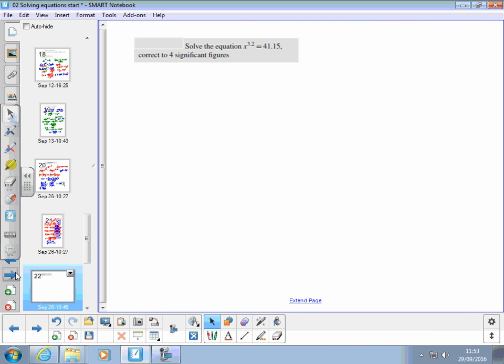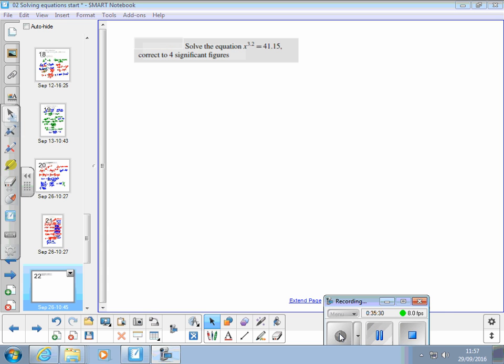There are, oh hang on, one more to have a go at. Solve the equation x to the power of 3.2 is equal to 41.15. So here, x is the base, not the index. Have a go at that one. So what we've got this time is x to the 3.2 is equal to 41.15. What are we going to do to it?